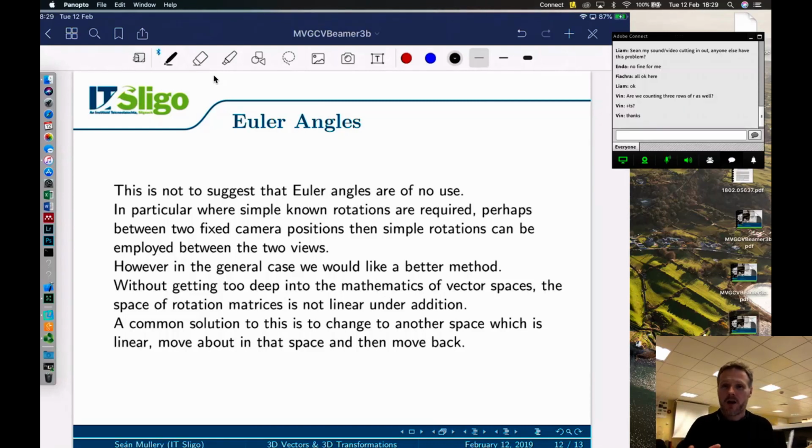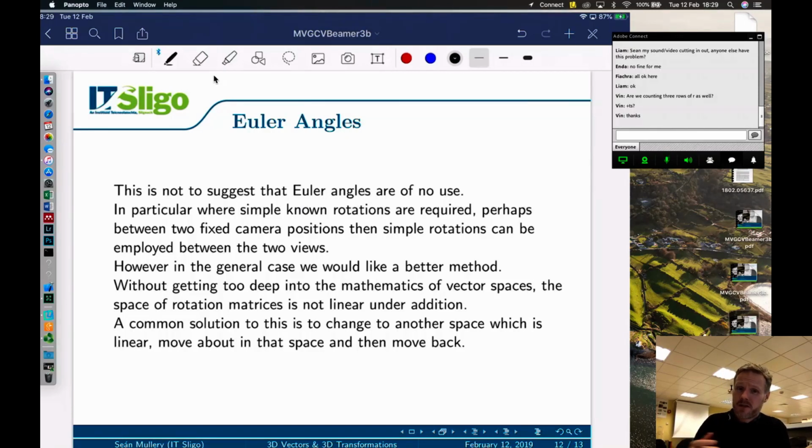So if you have a lot of other information, and particularly in the situation where the rotations between the cameras are static, they're not moving, once you have them figured out, you can have a very simple translation between them and a rotation between them, and that's perfectly fine. And the Euler angles would be very useful in those cases. However, in the general case, we'd like a better method.